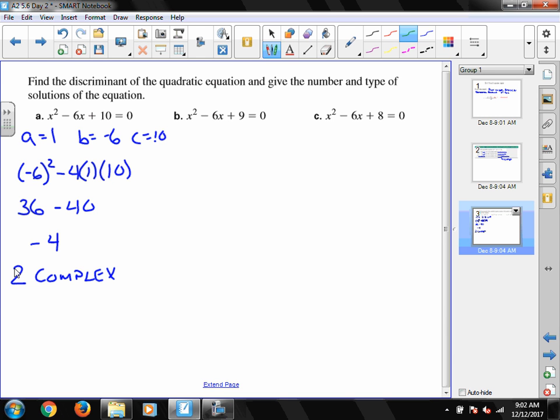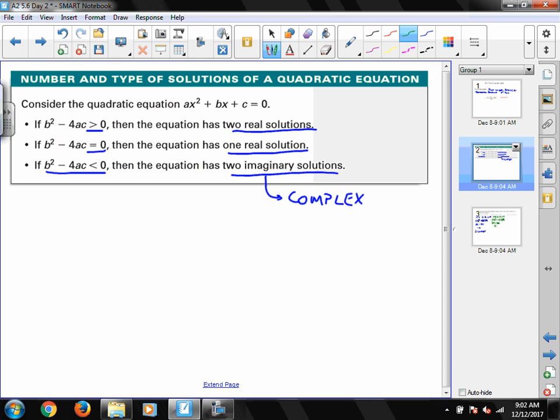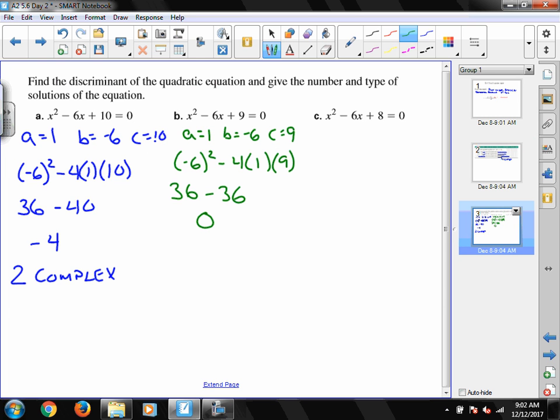B, we take a look at that. Again, A is still 1, B is still -6, and C is going to be 9. So I take a look at -6 squared minus 4 times 1 times 9. I end up with 36 minus 36, which is 0. Going back to my chart, I see that if it is equal to 0, I'm going to have one real solution. So I'm going to have one real.